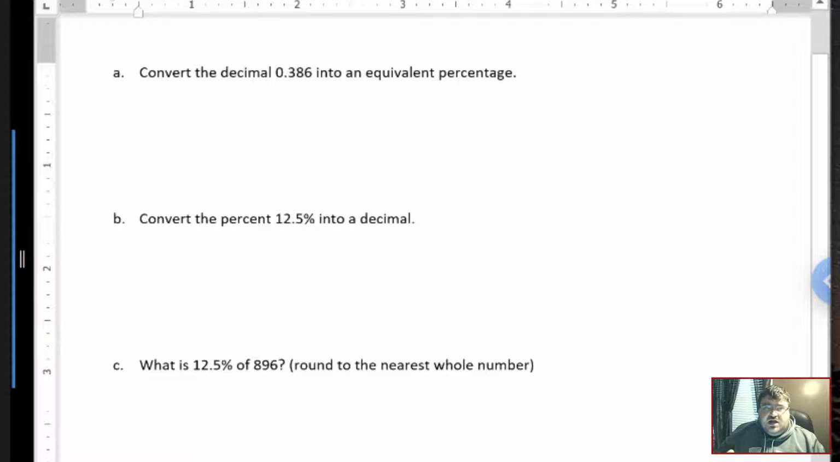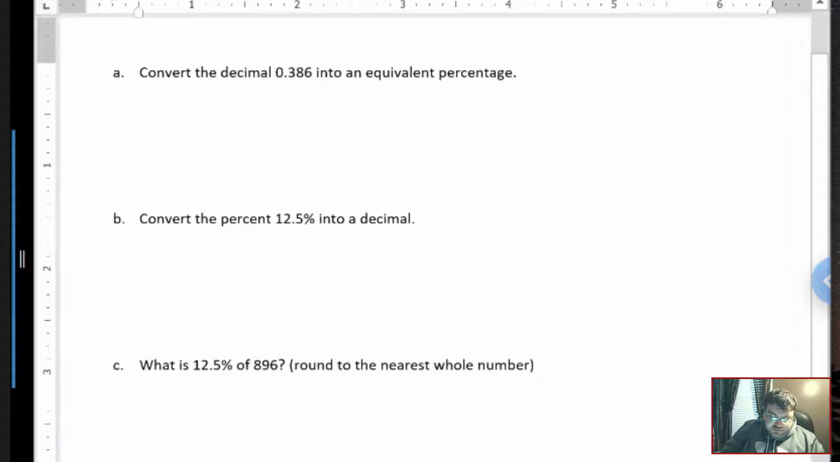So for this video, I wanted to give you an example of some problems that involve percentages or finding percentages, or even converting decimals to percentages, because a lot of times in statistics you encounter this quite frequently. So let's look at this example here where it says convert the decimal 0.386 into an equivalent percentage.